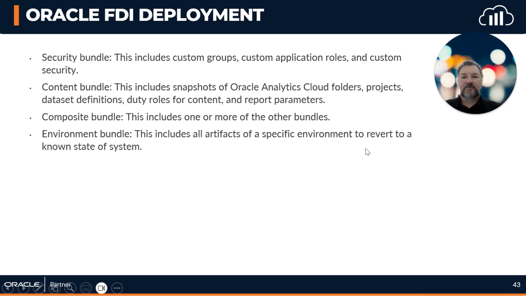Security bundles. This includes custom groups, custom application roles, and custom security. Content bundles. This includes snapshots of the Oracle Analytics Cloud folders, project data set definitions, duty roles for content, and report parameters. Composite bundles. This includes one or more of the other bundles, and then environment bundles. So these are different ways that the system can be deployed, either all in one shot or in segmented bundles.